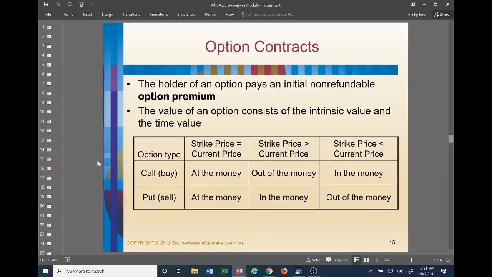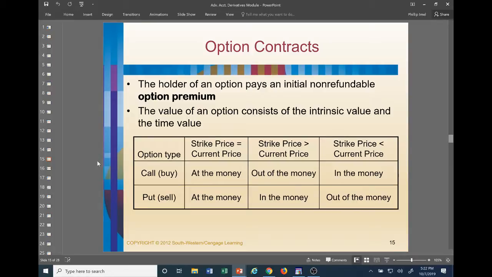Now what about if the strike price is less than the current price? In that case, we're going to be out of the money because we ultimately do not want to sell it for less than what it's currently trading for. Now, as the table suggests, in the money is a favorable condition as compared to being out of the money, which is obviously an unfavorable condition.